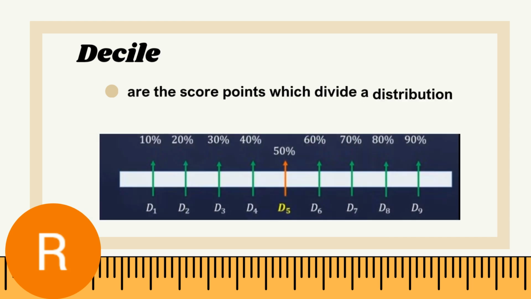Let us proceed to decile. Deciles are the score points which divide a distribution into 10 equal parts. There are 9 deciles such that 10% of the distribution is equal to or less than decile 1 or D sub 1. 20% of the scores are equal to or less than decile 2 or D sub 2, and so on. But take note, decile 5 or D sub 5 is the median of the decile.